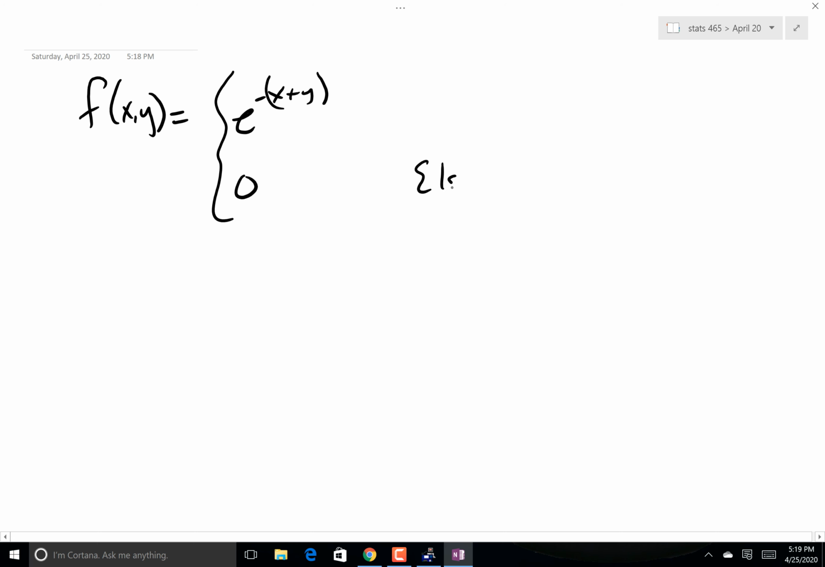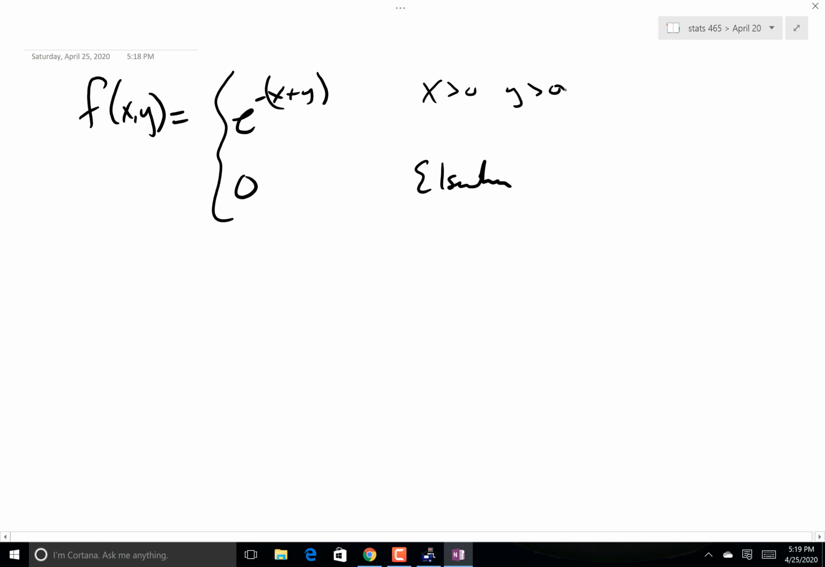Okay. Here we go. So x and y denote the length of life in years of two components in an electronic system. If the joint density function is e to the negative (x plus y), 0 elsewhere, x bigger than 0, y bigger than 0. In other words, 0 to infinity, 0 to infinity. Okay?